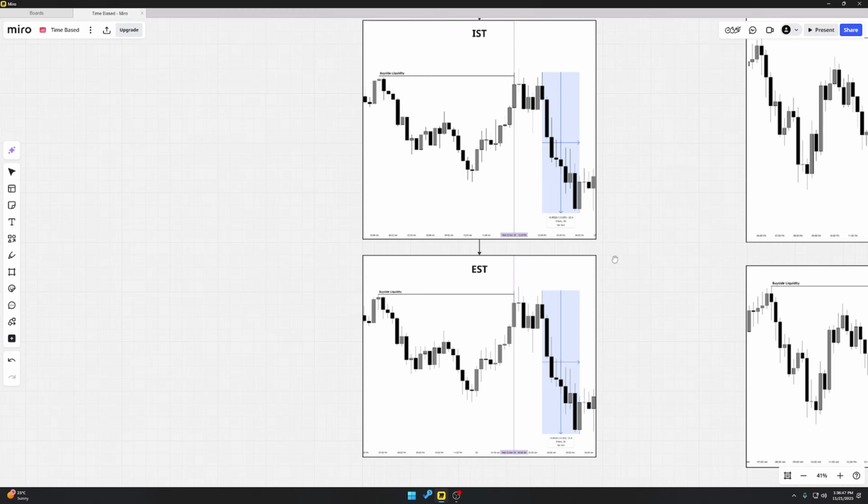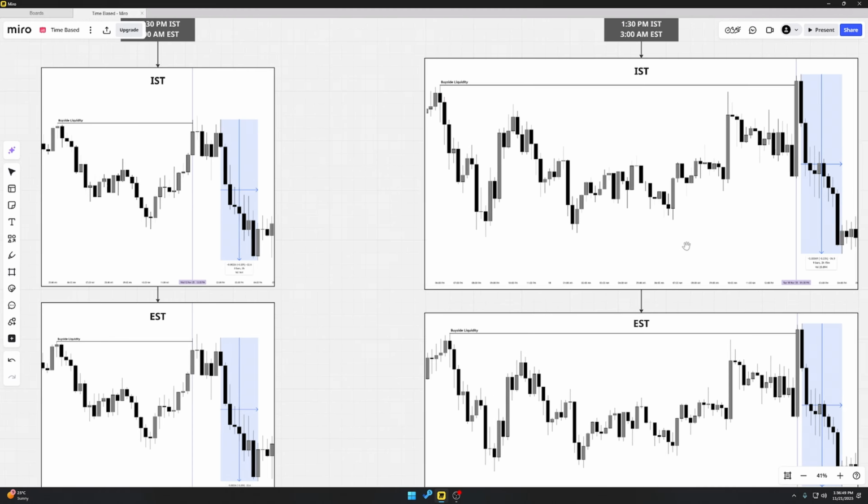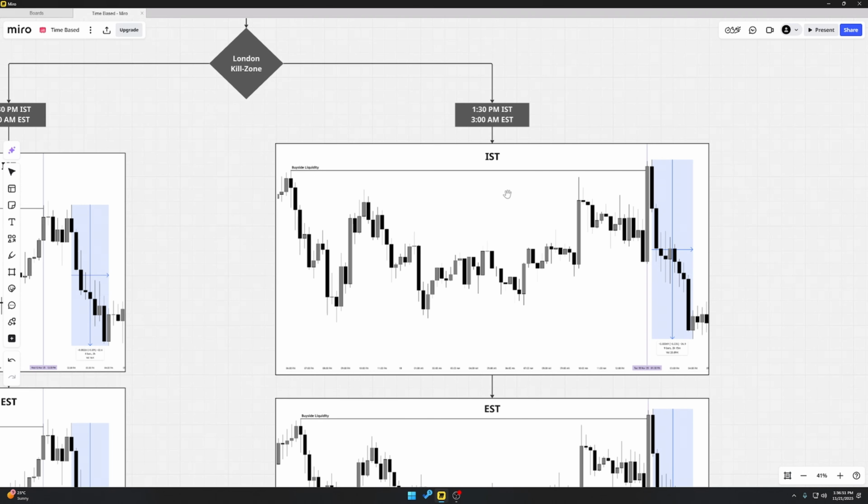Now let's look at the second time window. The second key time is 1:30 p.m. Indian Standard Time, which corresponds to 3 a.m. Eastern Standard Time. This is another moment when the market often delivers a high probability liquidity raid.